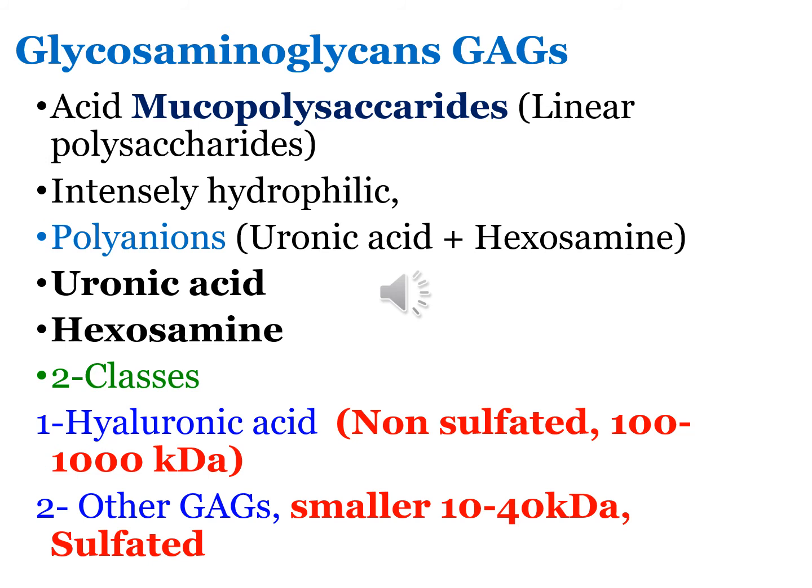GAGs are also called mucopolysaccharides. They are long polysaccharides consisting of repeating disaccharide units, including uronic acid and hexosamine. So it has two components, uronic acid and hexosamine. The hexosamine can be a glucosamine or a galactosamine, and a uronic acid can be glucuronic acid or iduronic acid. So two units are present, uronic acid and hexosamine. In uronic acid you can have glucuronic acid or iduronic acid, and in hexosamine you can have a glucosamine or a galactosamine.